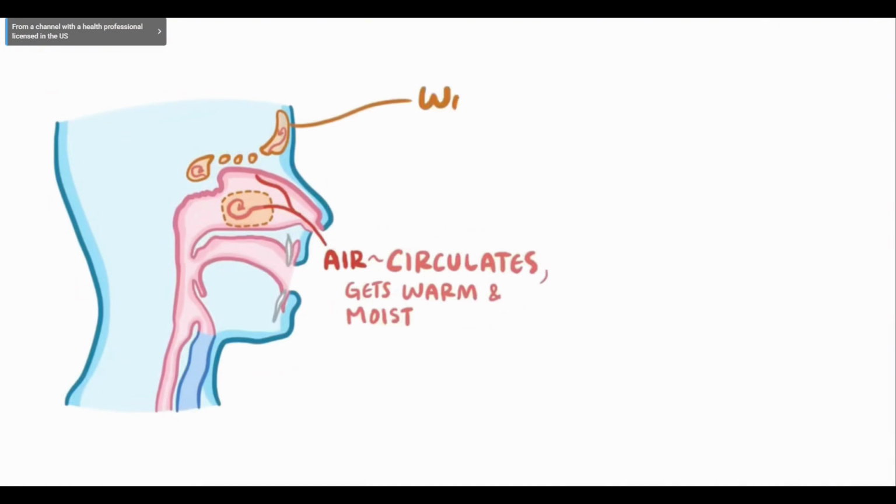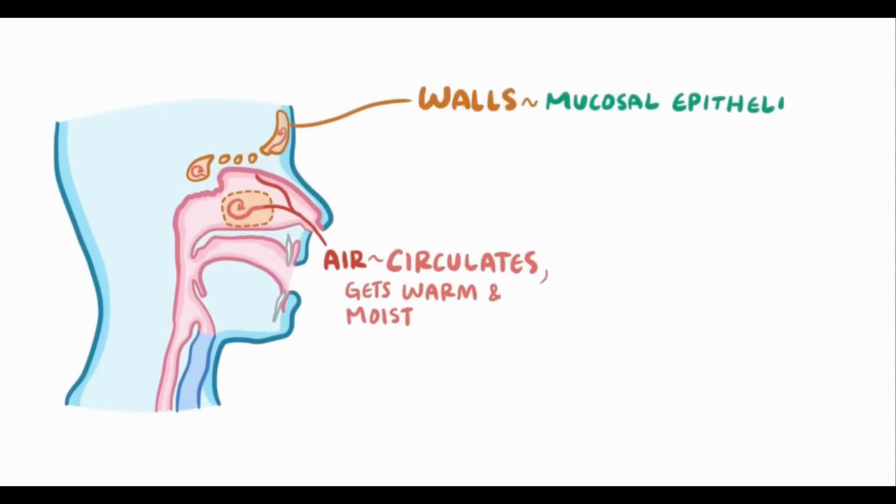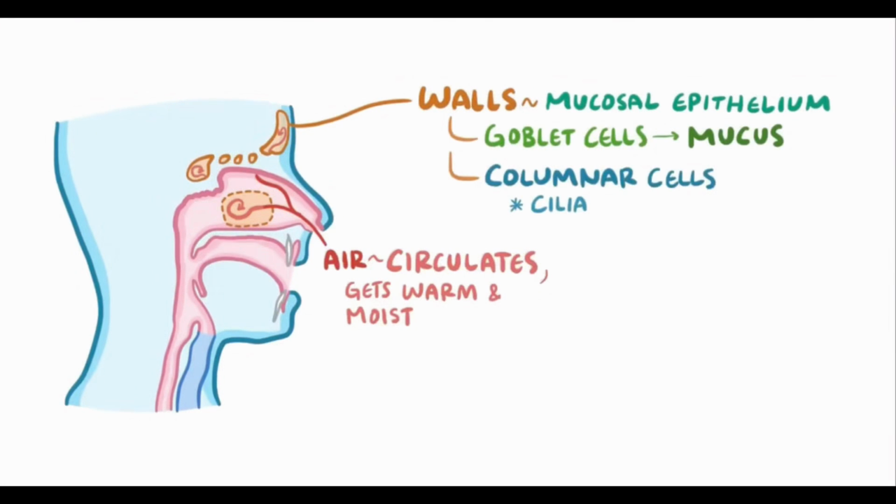Like the rest of the respiratory tract, the walls of the paranasal sinuses are made up of a mucosal epithelium. The mucosal epithelium has goblet cells, which produce mucus to trap small foreign particles, as well as columnar cells, which have cilia, which are tiny little hair-like projections that move mucus, draining into the nasal passages.